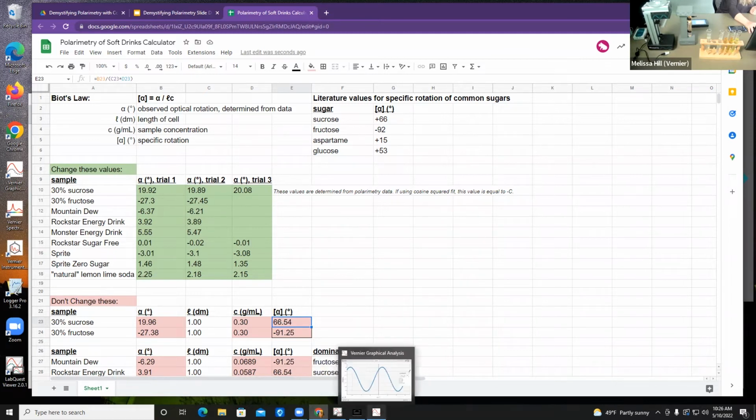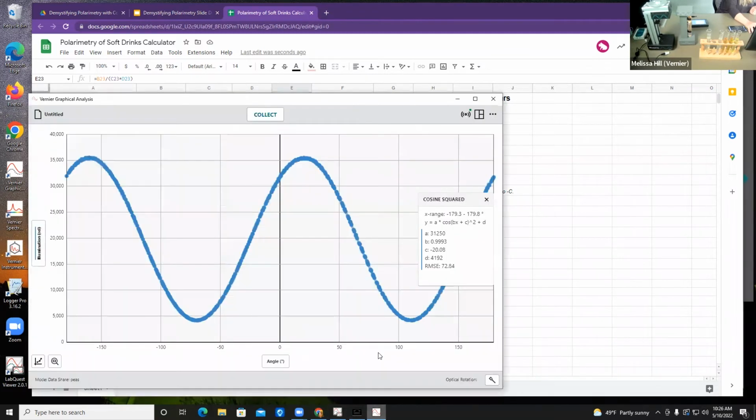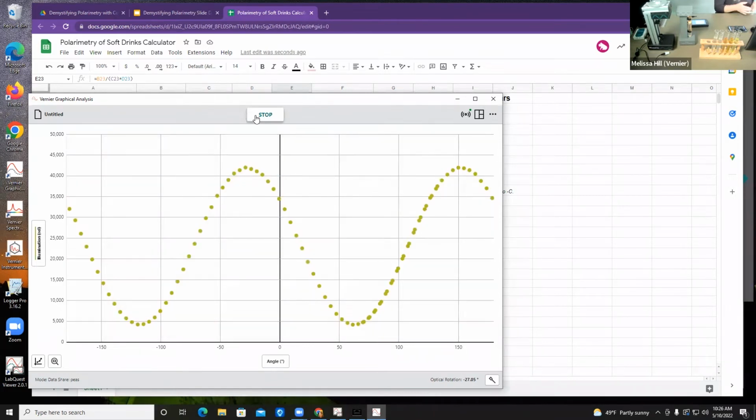And so now we're going to do the next known sugar, which is fructose, and fructose is a negative rotator. So I would expect when I collect data that it shifts from the 0 that we saw in the beginning, or that the calibration is set to the left, to the negative side. And in fact, it does. Yay. Physics works again.